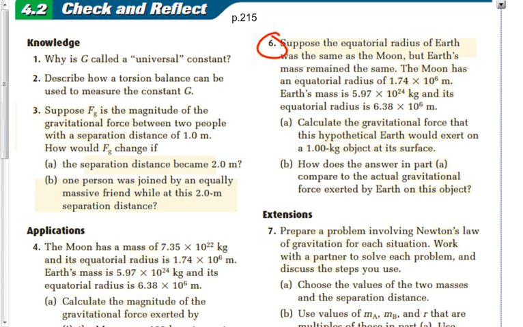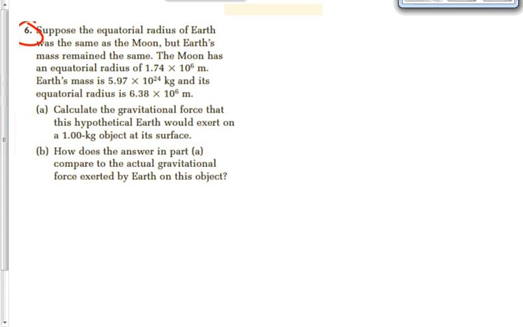And number 6. Let me copy this one over as well so we have more space to work with. Suppose the equatorial radius of the Earth was the same as on the moon, but the Earth's mass remained the same. The moon has an equatorial radius of 1.74 times 10 to the 6. That's the distance from the center of the moon to the surface at the equator. Earth's mass is this value, and its equatorial radius is this. What's the gravitational force that this hypothetical Earth would exert on a 1 kilogram object at the surface?